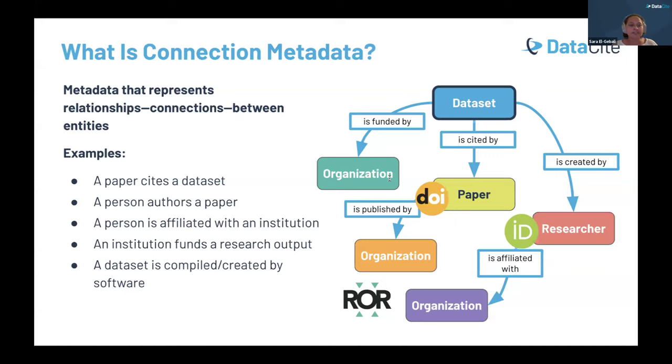And the key feature here in the DataCite metadata schema is the capacity to create connections with other persistent identifiers, things like ORCIDs and RORs and other DOIs. So this way we're enhancing interoperability. We're creating a more integrated and transparent and connected research environment.